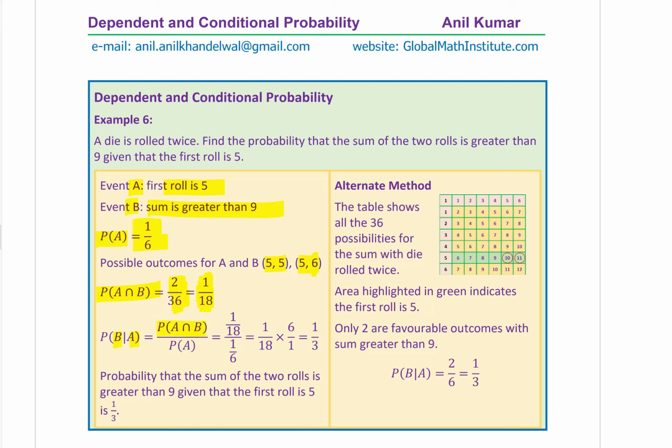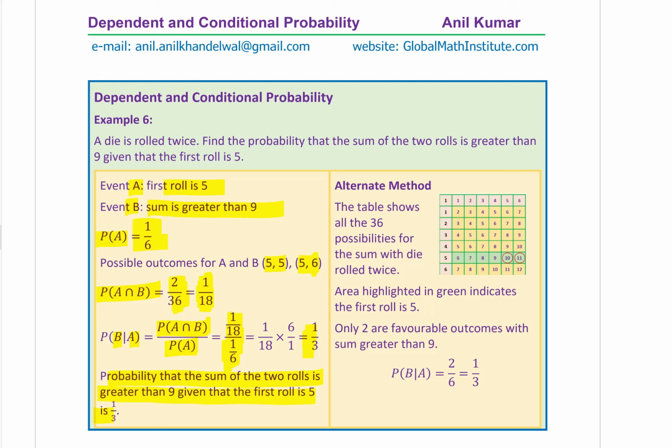So now we know the intersection of A and B. We already know the probability of A, that is rolling a 5, which is 1 over 6. So dividing 1 over 18 by 1 over 6, we get the result 1 over 3. Is that clear to you? So the probability that the sum of the two rolls is greater than 9, given that the first roll is 5, is 1 over 3.